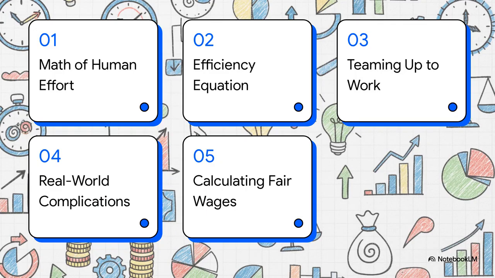Here is our game plan for today. We'll kick things off with the math of human effort, move into the efficiency equation, and then see what happens when we team up to work. After that, we'll tackle handling real-world complications and finish strong with calculating fair wages. Let's build this toolkit step by step.